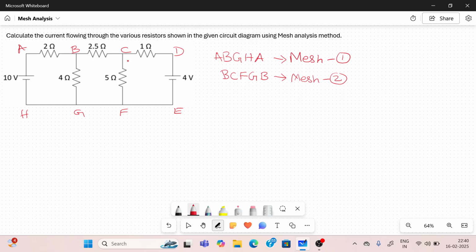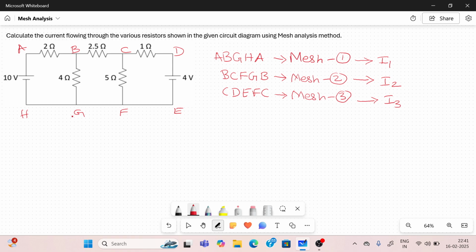Then the third mesh: C to D, D to E, E to F, F to C. Start with C, end with C. I name this mesh 3. Then I want to assign a current for each mesh. I will assign the mesh 1 current as capital I1, the mesh 2 current as capital I2, and the mesh 3 current as capital I3.